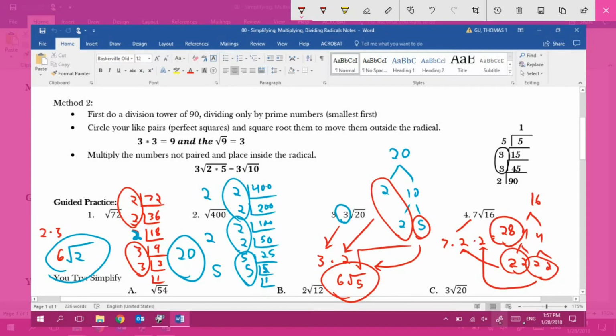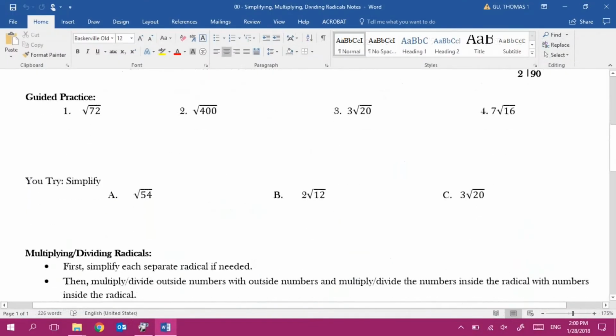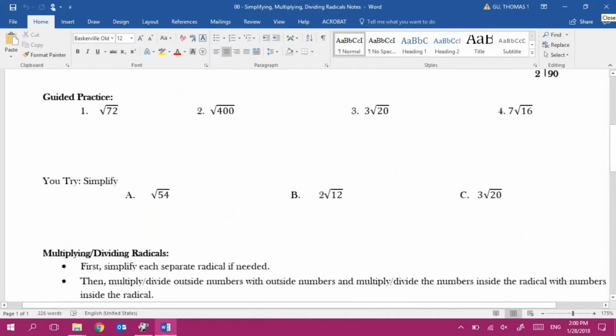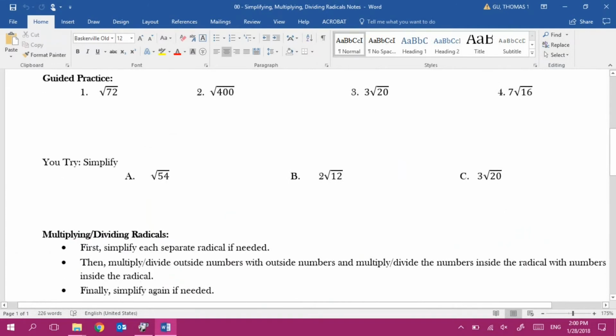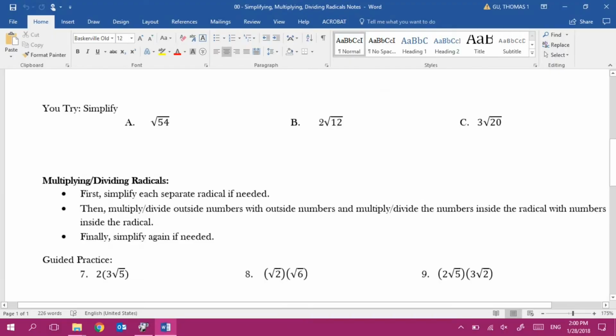So you guys try these next 3, A through C, on your own. And I'm going to send it back to Blackboard Guide to show you guys how to multiply and divide radicals.